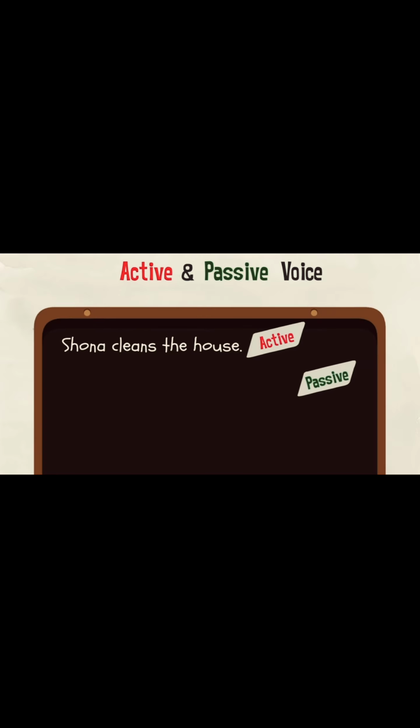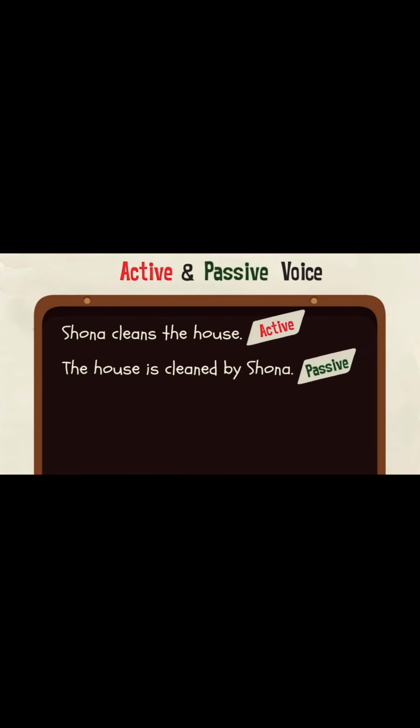Our original sentence has been rewritten here in passive voice. The house is cleaned by Shona. We know that the subject comes before the verb. The verb in this sentence is cleaned, so the subject of this sentence is the house. Now see if you can find the agent. Remember, the agent is the person or thing that performs the action. That's right, the agent is Shona. In the first sentence, the subject and the agent were the same. In passive voice, the subject and the agent are different.